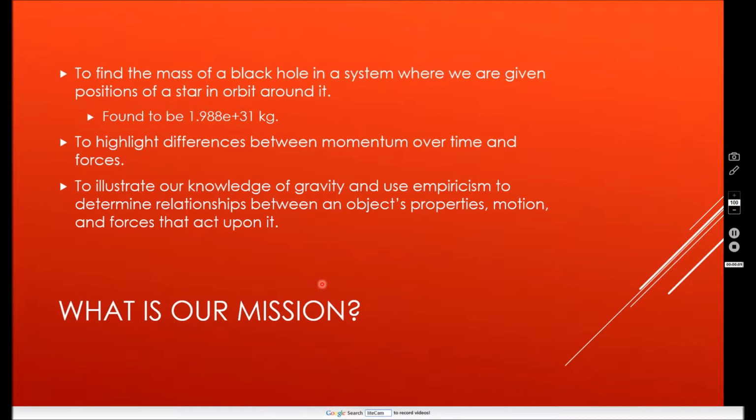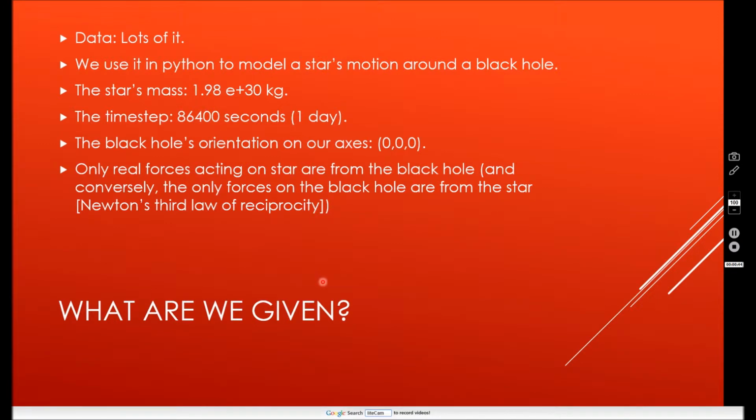What is our goal? Well, our first goal is to find the mass of a black hole in a system where we're given the positions of a star in orbit around it. So we found the mass of the black hole to be 1.988 times 10 to the 31st kilograms. That's pretty heavy. Our second goal is to highlight the differences between momentum over time and forces in the parallel, perpendicular, and normal directions. And our third goal is to illustrate our knowledge of gravity and use empiricism to determine the relationships between the object's properties, motion, and the forces that act on it.